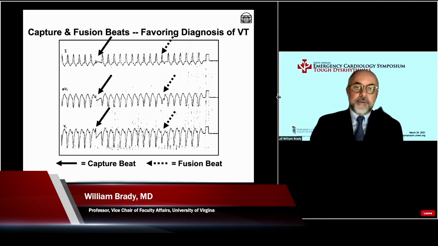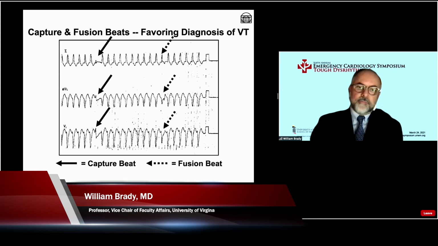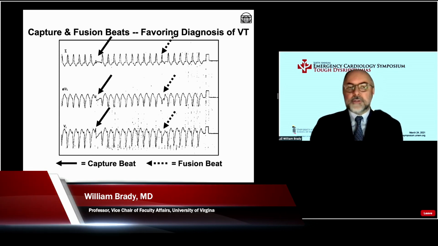Right? We have a rapid, regular, wide, complex rhythm in a 60-year-old female, history of multivessel coronary disease and past MI, coming in with a wide, complex rhythm that she's tolerating. She's awake, alert, good blood pressure, no chest pain, not in respiratory failure. So we've got a little bit of time to sort this out.